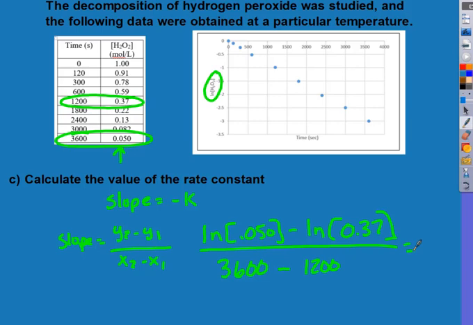Plugging that in, I get slope is equal to negative 8.34 times 10 to the negative 4th. So k is equal to 8.34 times 10 to the negative 4th. Since this was first order, my units on k are 1 over time, which is 1 over seconds.